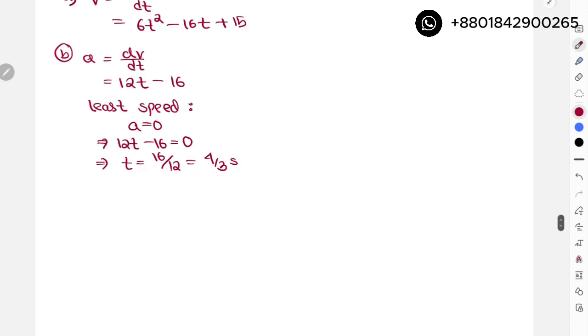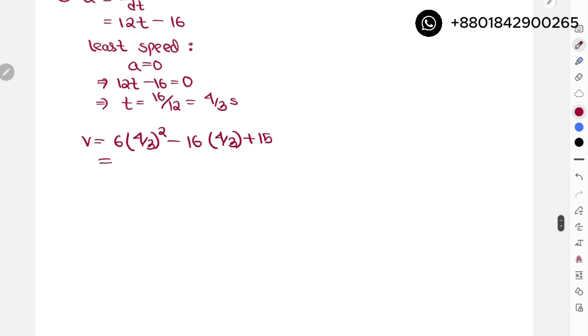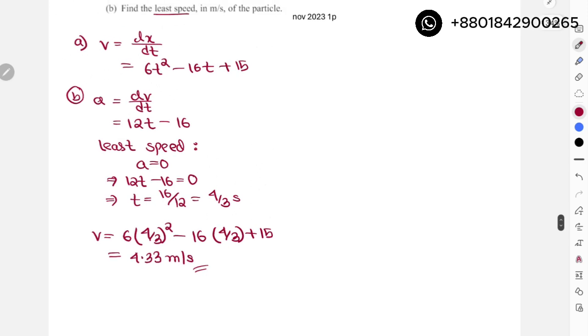Now if the value for t is 4/3 seconds, then using this I can calculate the value for my velocity also, the least speed. I'll have to input this into the equation for the velocity: 6(4/3)² − 16(4/3) + 15. From this, if I calculate all the values, you get 4.33 as your final velocity, 4.33 meters per second. Okay, so this is your final velocity for the least speed of question 22.